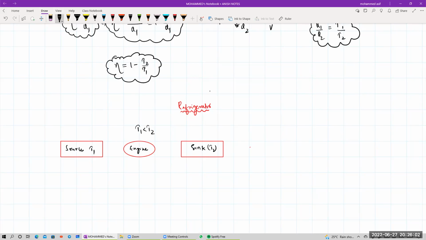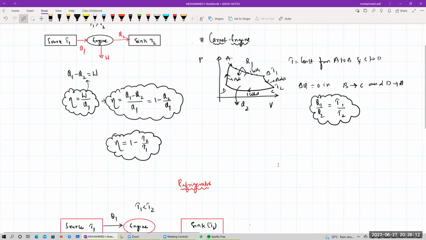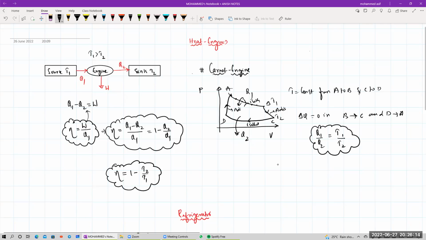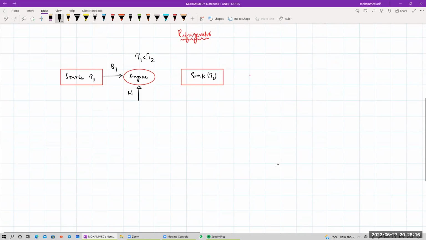From the source we are taking the energy, beta, that is nothing but your Q1, and this engine will do the work right now. This is W. Previously, work done was in the downward direction, work was being given away. Now here we are doing the work. Combining both, the output we get is Q2.